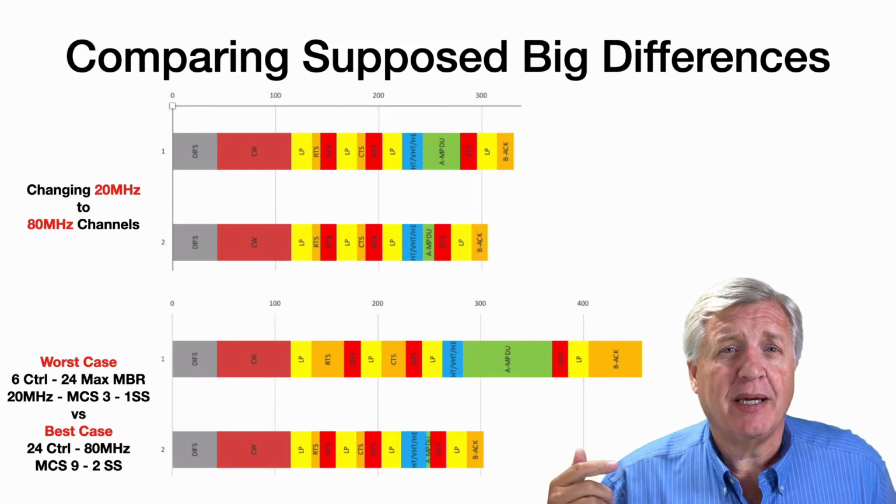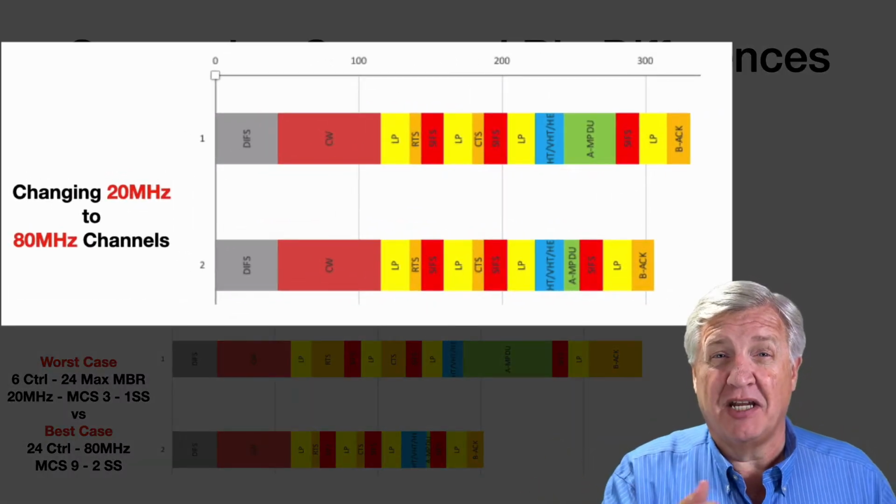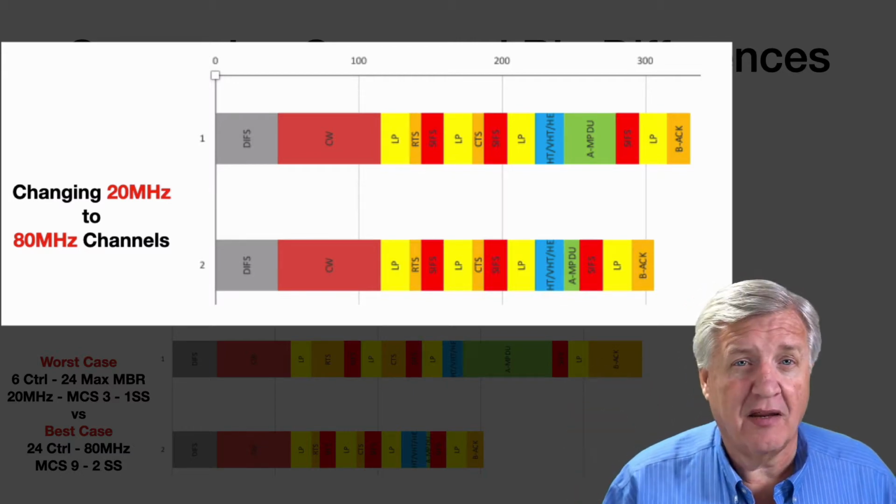Let's show another example now of the differences when we're looking at two different things. The first one up is going to be 20 versus 80 megahertz channels. And the second is what happens when we take the best possible Wi-Fi and compare it to the worst possible Wi-Fi. First up is 20 versus 80. The airtime, the contention to get the airtime, is exactly the same for both of them. RTS, CTS, exactly the same for both of them.